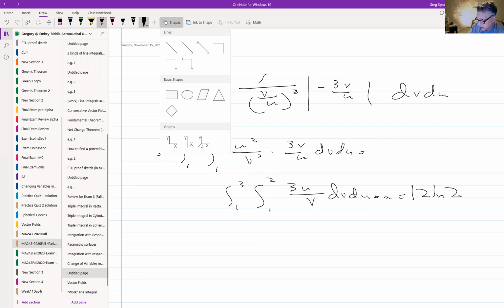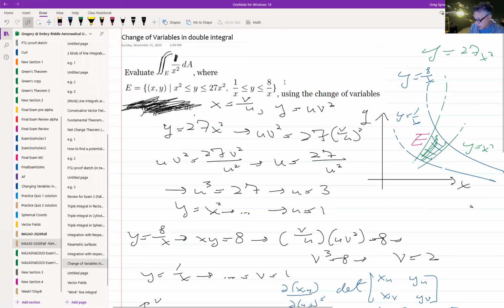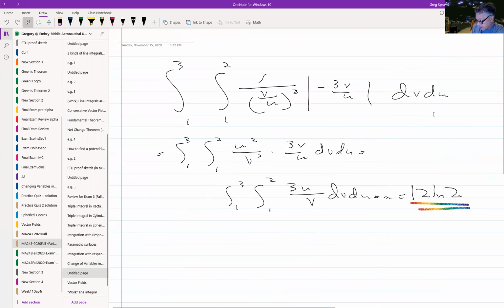Well, we can do a reality check on this answer. We got a positive answer because 2 is bigger than 1, and the integrand is positive. So we could have predicted a positive answer. And now if I had forgotten to take the absolute value of the Jacobian, I would have gotten a negative answer.